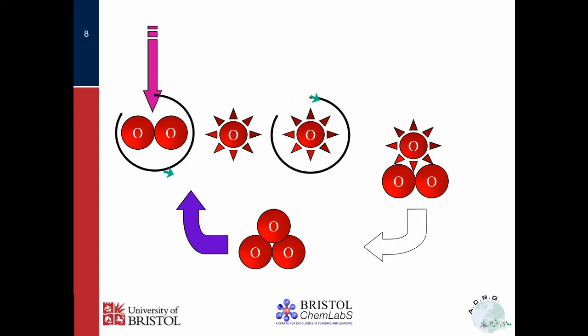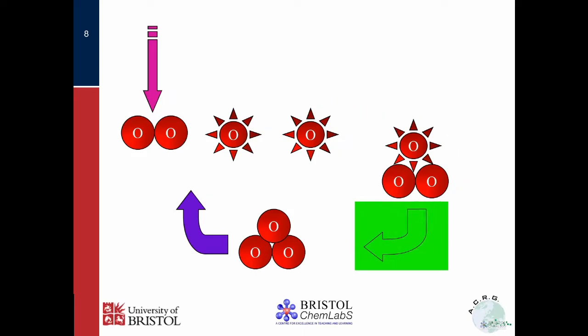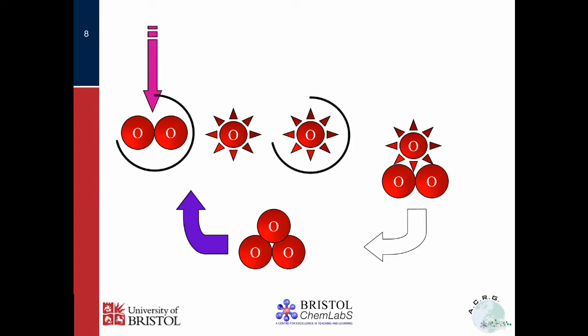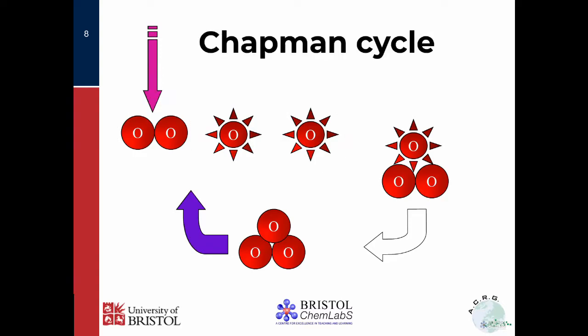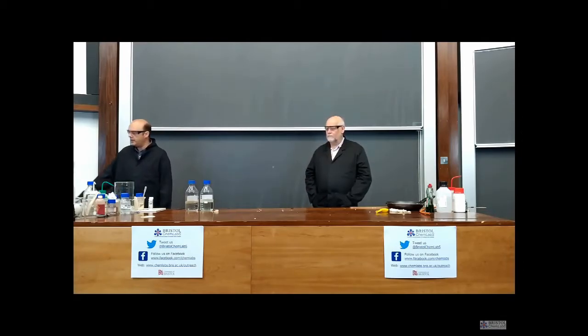Those oxygen atoms can add to an O2 molecule to form O3, to form ozone. And the ozone itself can absorb a UV photon, slightly less energy than the one that O2 absorbs. And it then breaks apart to give us back O2 and O. It's an amazing cycle. It's called the Chapman cycle, not surprisingly named after Sidney Chapman, who proposed it. And it allows the ozone layer to form, but it also protects us from harmful UV radiation.